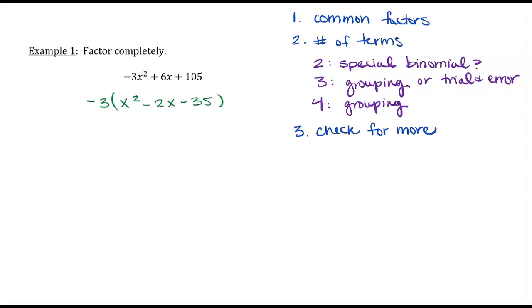Now we have a trinomial with a leading coefficient of 1. Let's try to factor it into 2 binomials. Since we have a simple x squared as our leading term, we know that these binomials will look like x plus or minus a constant times x plus or minus another constant. Our 2 constants need to multiply to -35 and add to -2. Those will be -7 and +5. -7 times 5 is -35. -7 plus 5 is -2. Now we've factored this polynomial completely.